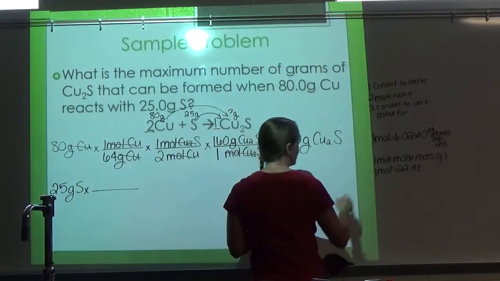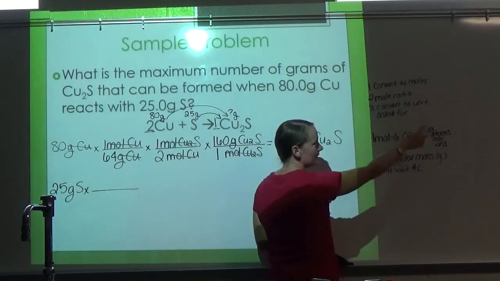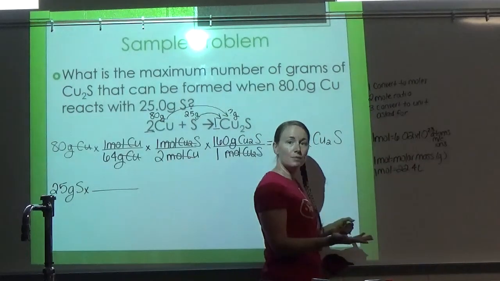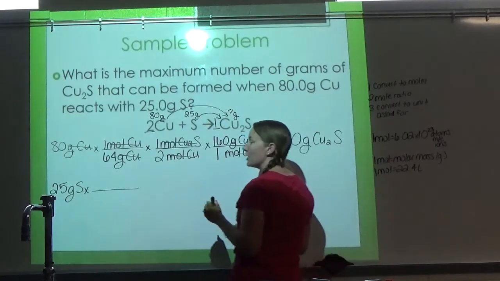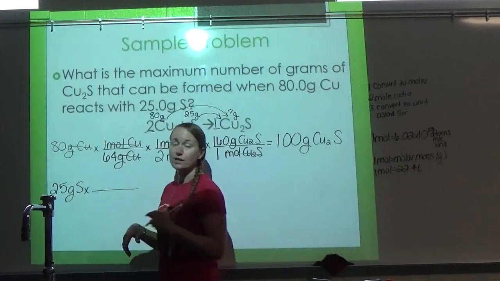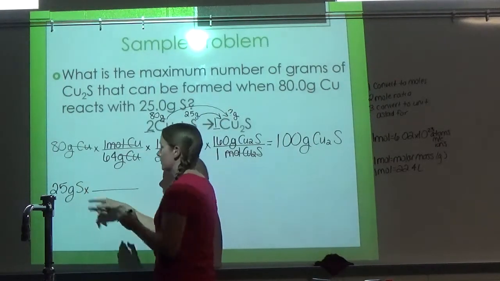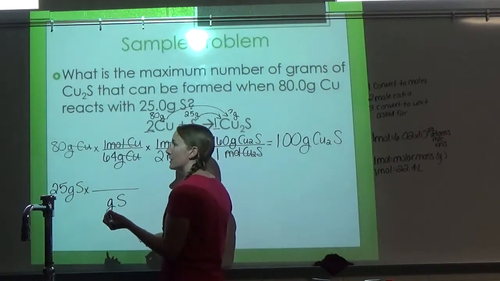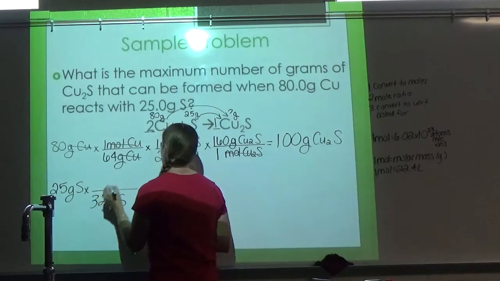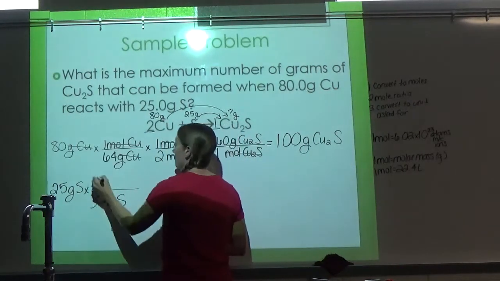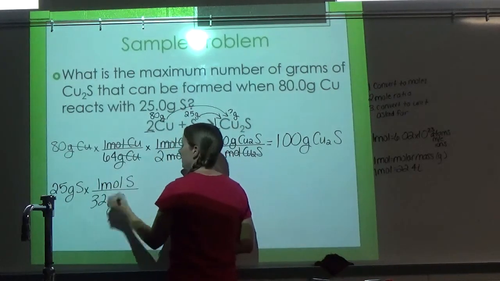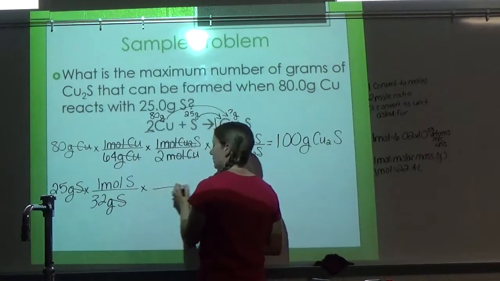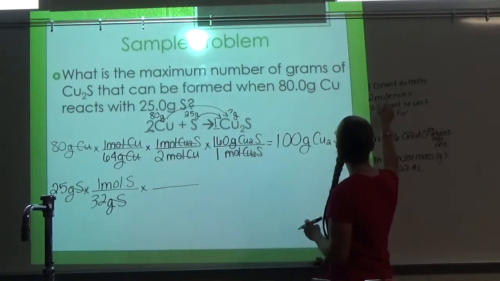All right, and first step is, of course, convert to moles. Since I have grams, I'm going to use the molar mass. So sulfur on the periodic table is 32 grams. So I'm going to put my grams of sulfur on bottom. That equals, of course, my 32 grams. And then molar mass always equals 1 mole. So my grams of sulfur cancel. I'll move on to step 2.